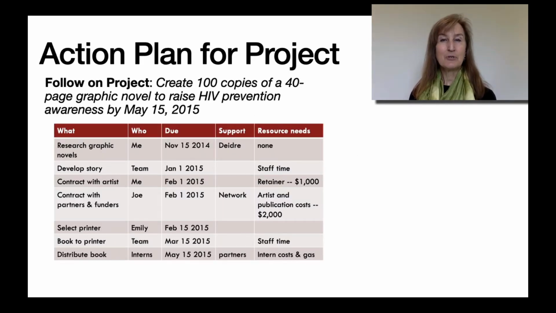As an example, if you were to create a follow-on project, as did this Zambian health activist, your goal would be to create 100 copies of a 40-page graphic novel to raise HIV prevention awareness. You might have an action plan like this that includes steps like research the graphic novel, develop the story, contract with an artist and with partners and funders, select a printer, book a printer, and then distribute the book. Each task includes who will lead the task, when it's due, what support is available, and what resources or money is needed in this table.